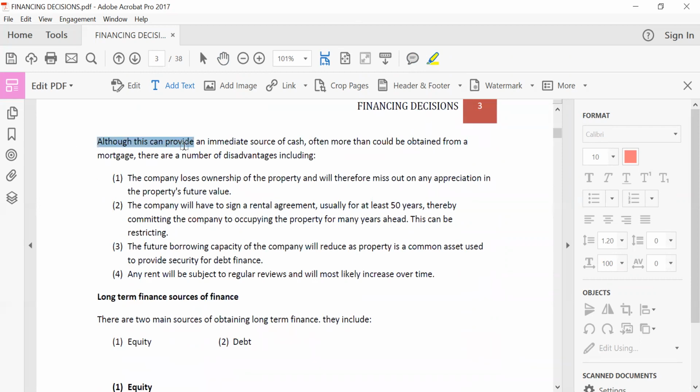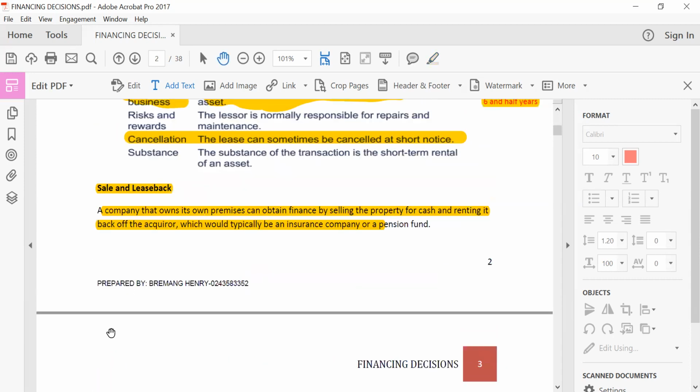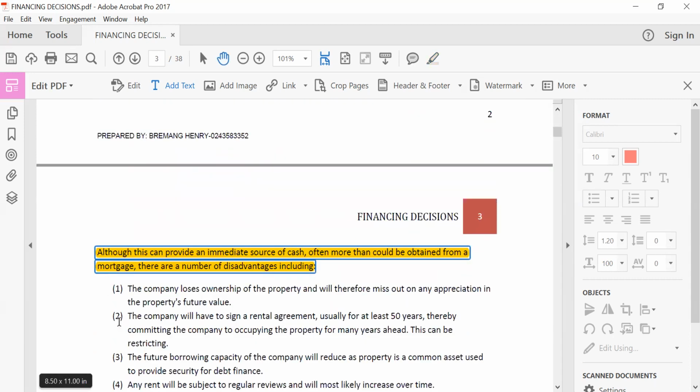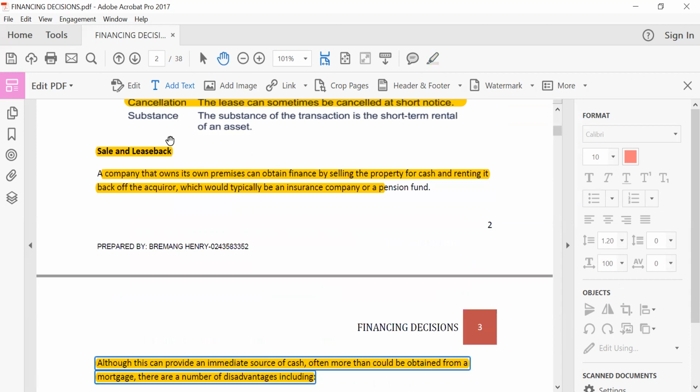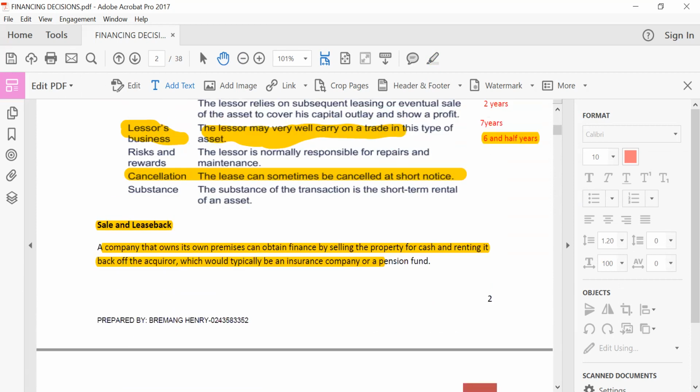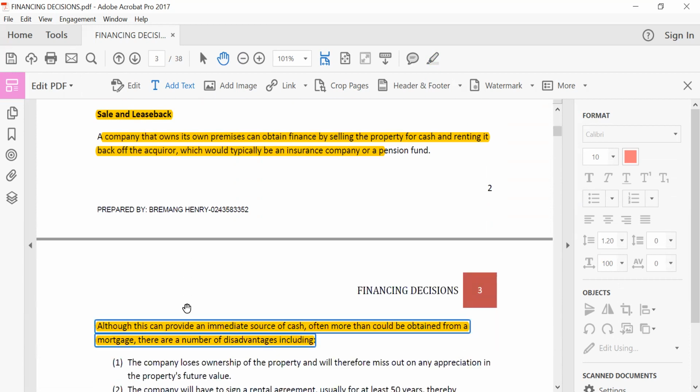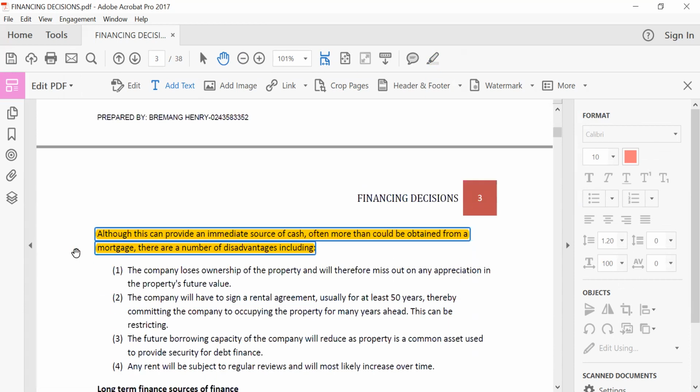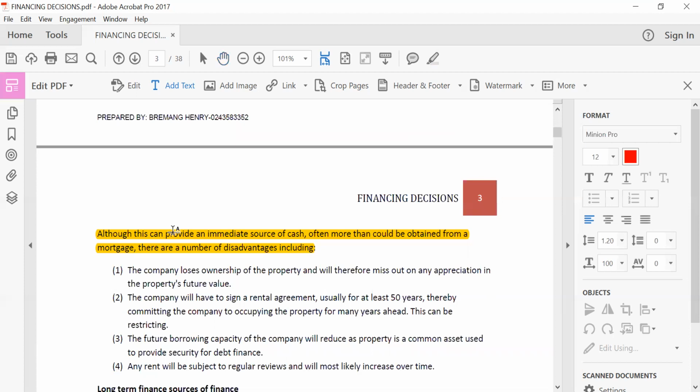Although this can provide an immediate source of cash, often more than could be obtained from a mortgage, there are a number of disadvantages to going for what we call a sale and leaseback. If you compare sale and leaseback to mortgages, we are saying that sale and leaseback is better than mortgages, but it has some disadvantages. So what are we looking at?